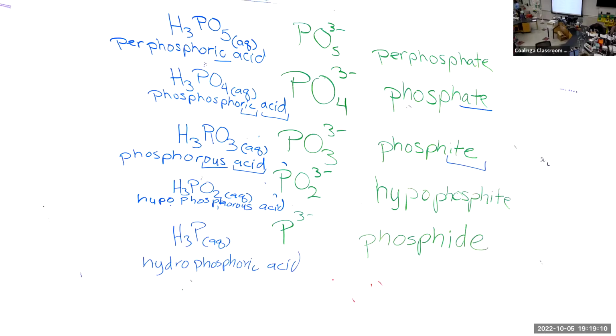If you see on your handout, it has hydro. I know this is the way it's spelled. So if the ion is phosphide, and then we're adding the H to it, we call it hydrophosphoric acid. Okay.